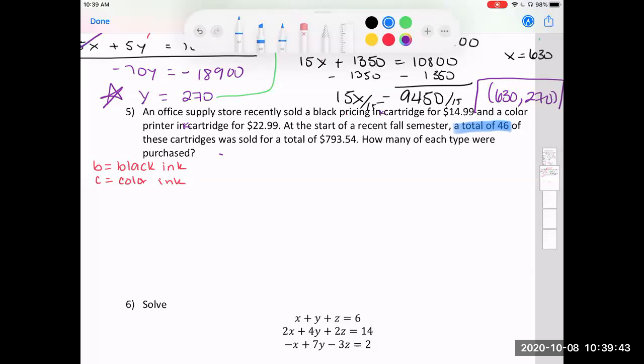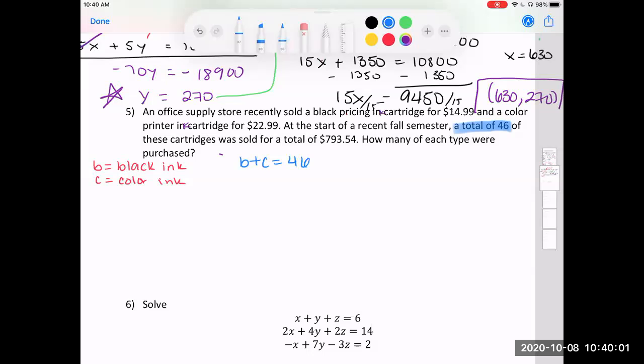Now, do we know how many of each there were? No, we don't know anything about them. I just know that black plus color equals 46. So let's write an equation for that. Black plus color is 46. So B plus C equals 46.